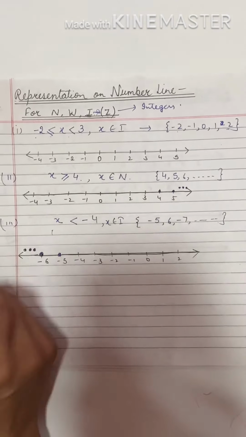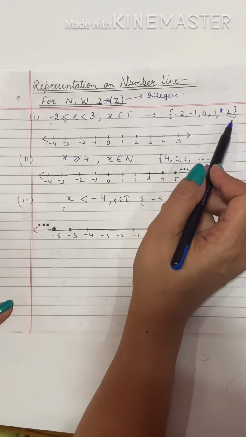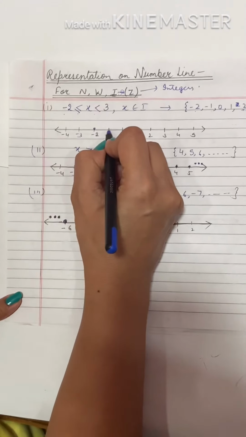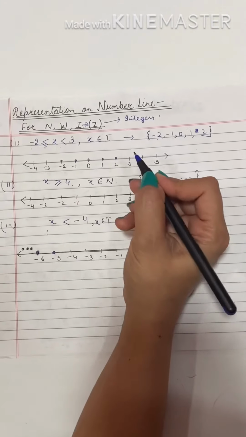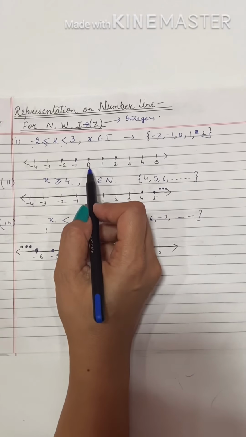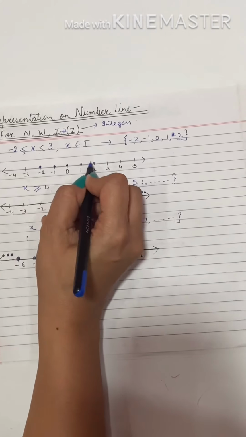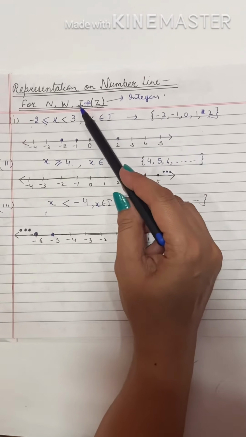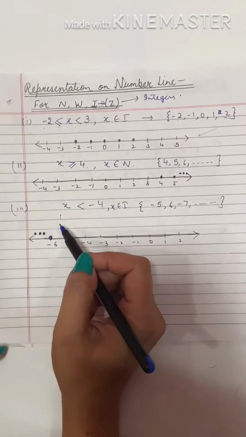When we have to represent it on the number line, see how we are going to do it. We are going to highlight these integers only on the number line. This will be -2, -1, 0, 1 and 2. So this is the solution, or representation, on the number line. Only these points are to be highlighted. Whether it is the case of integers, natural numbers or whole numbers, the same method you need to follow.